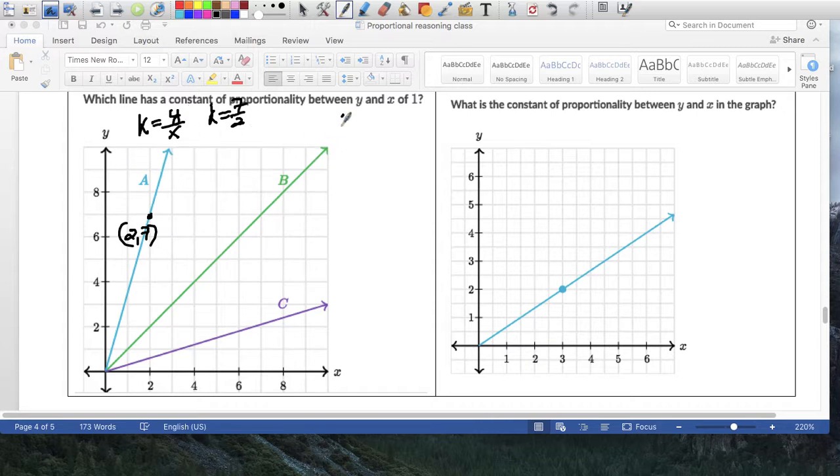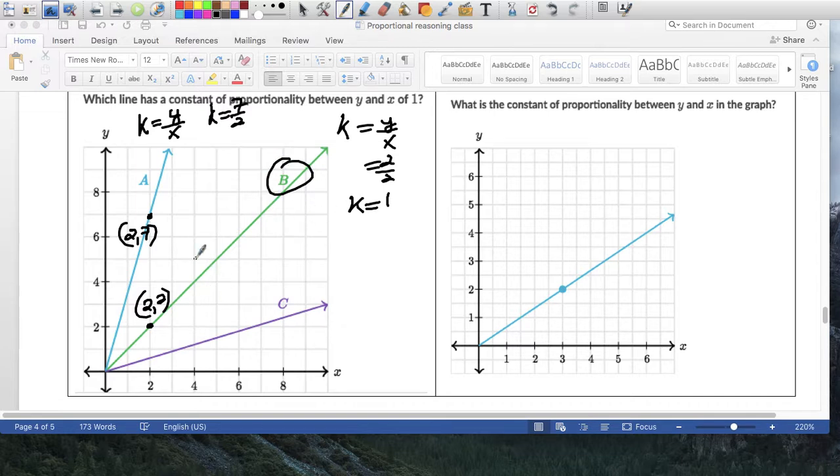Let's look at B. K equals y over x. So if I substitute y and x, will I get a 1? Pick a point on line B, and there are so many points. Let's just pick this one, and that's (2, 2). Let's plug it in. So y equals 2, x equals 2. Ta-da! K equals 1. So this is the one we want.